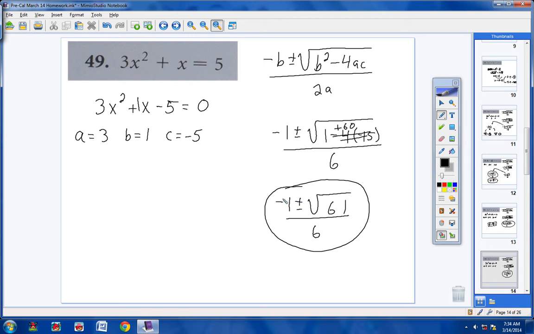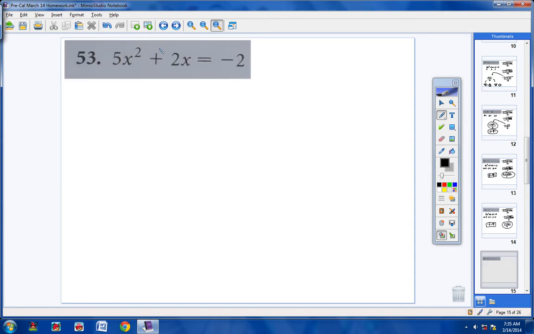Let me say something right now. A lot of students think if there was a 2 right here, you could reduce the 2 and the 6, and you can't because you have 2 terms in your numerator. Now, if there was a 4 right here, then you could reduce this, and this by 2. But you cannot do that if there's no number right here in front of the radicand, okay? So anyways, here's your answer. If you would like to write your answer like this, feel free to. Negative 1/6 plus minus the square root of 61 all over 6. That's totally fine, okay? All right, number 53, and we're finally finished.